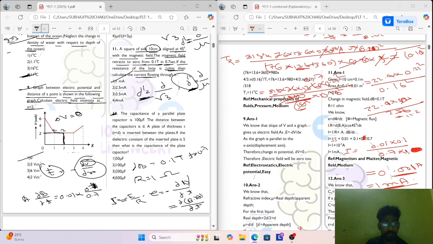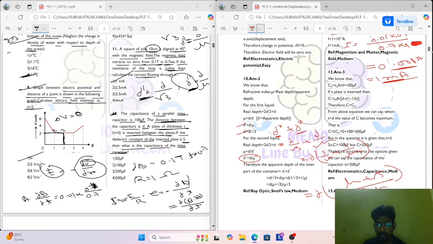The capacitance of a parallel plate capacitor is 100 microfarad. The distance between the plates is d. A plate of thickness t is inserted between the plates. If the dielectric constant of the inserted plate is 5, then what is the capacitance of the capacitor? A basic simple formula is there: C equals k epsilon A by d. You know this. It is given as 100 microfarad.